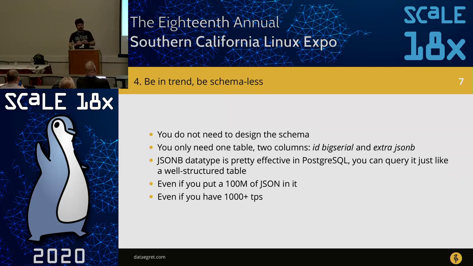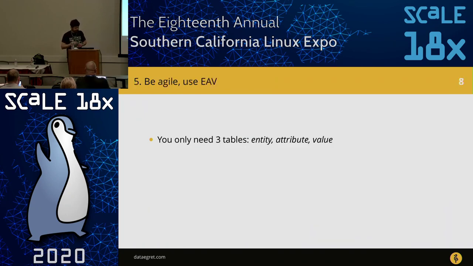The JSONB data type is pretty effective in PostgreSQL. You can query it like a normal thing. Even if you put 100 megs of millions of lines of JSON in it, even if you have like thousands of TPS, it's very efficient. Believe me, use it. It would be very nice. You know, what can possibly go wrong?